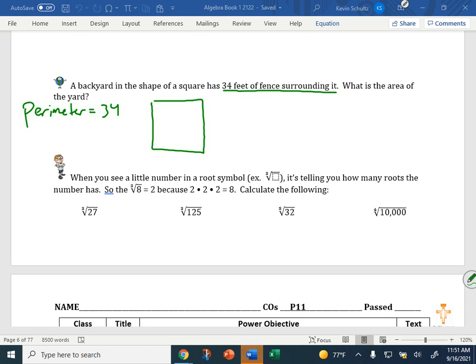Again, knowing it's a square, okay? Knowing that, use that information to get the area of it. So that's your final answer. If you're given the perimeter of a square, use that to find the area.